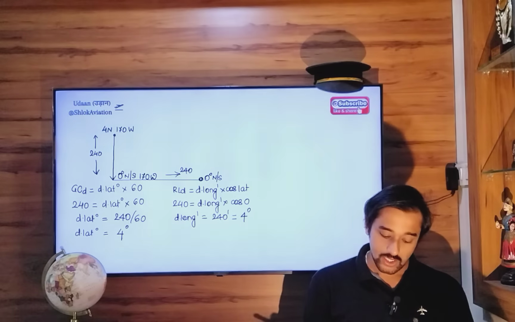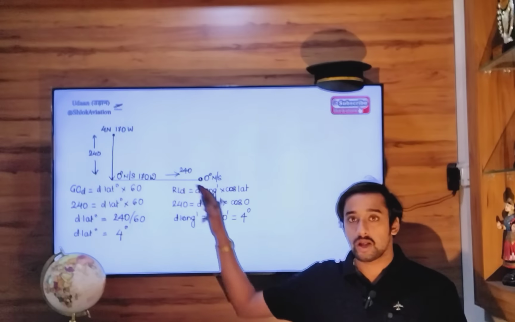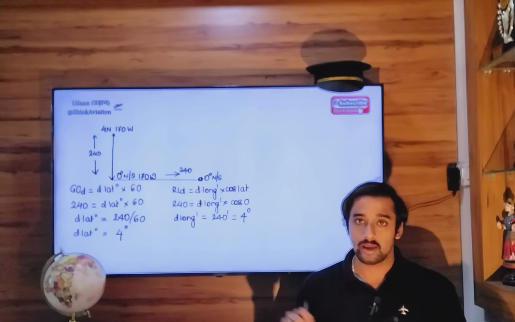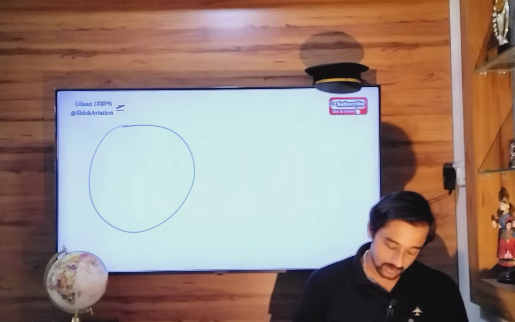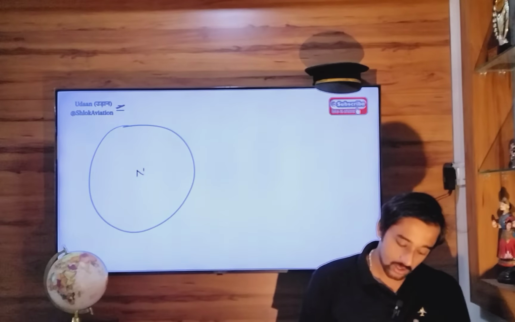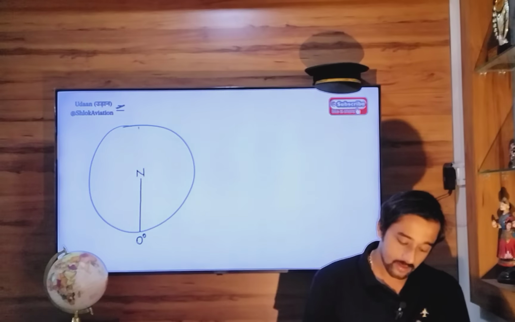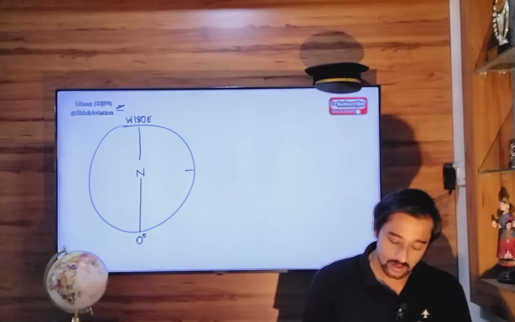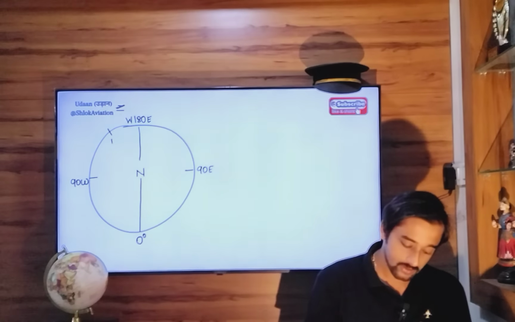Okay, so what will the new longitude be? It will be the initial longitude plus 4 degrees or minus 4 degrees. So we will look at another diagram of the earth and we will see whether to add or subtract. I'll show you that. This is your North Pole. For longitudes, draw this diagram: prime meridian, 180 anti-meridian, 90 east, 90 west. Initial longitude is 170 west.